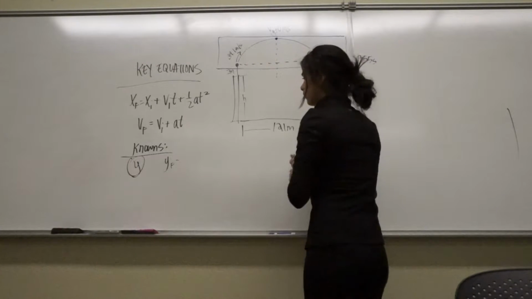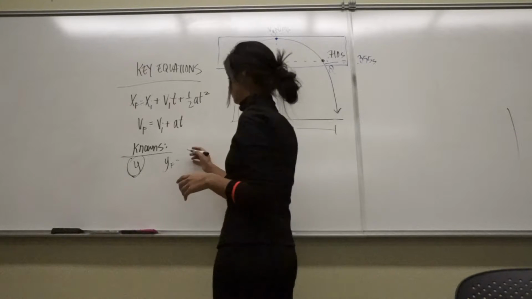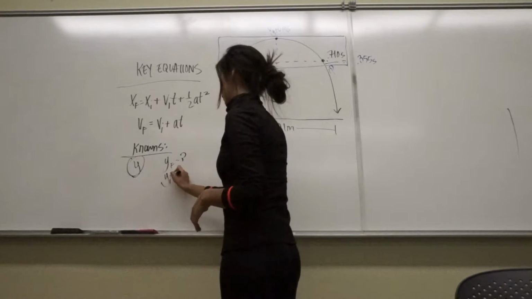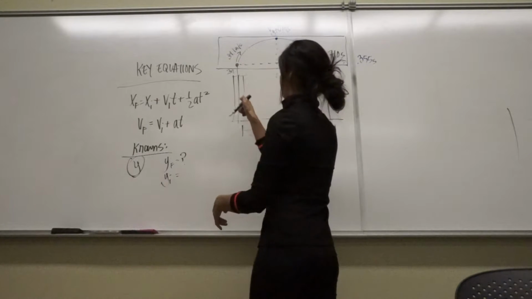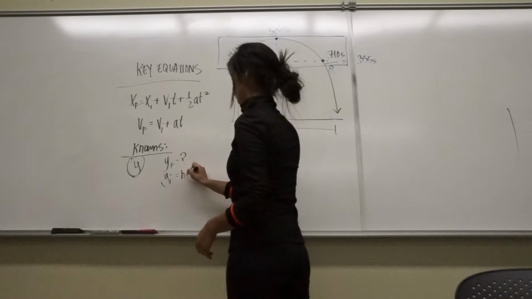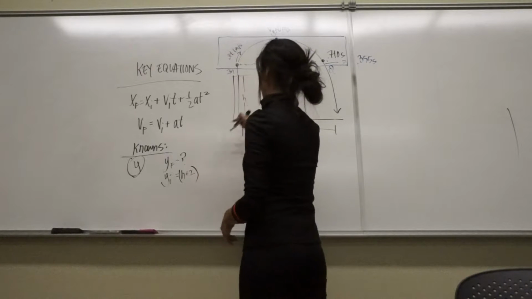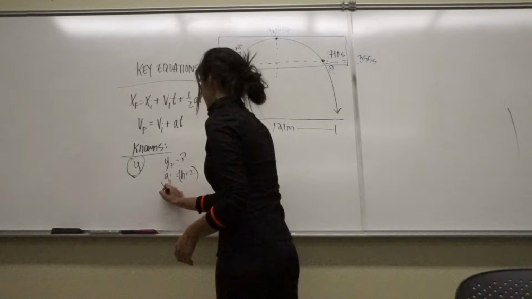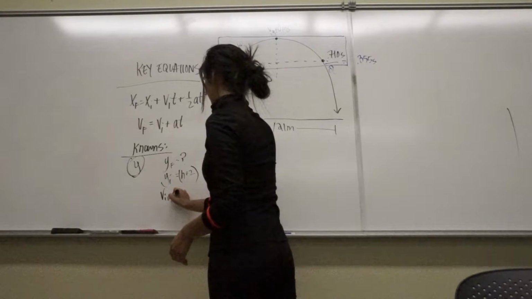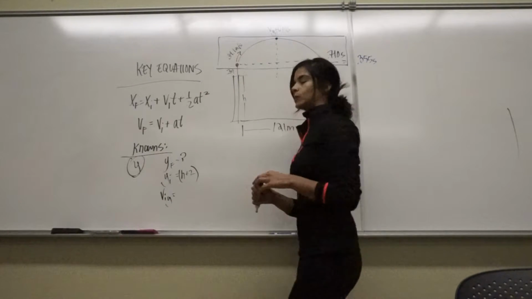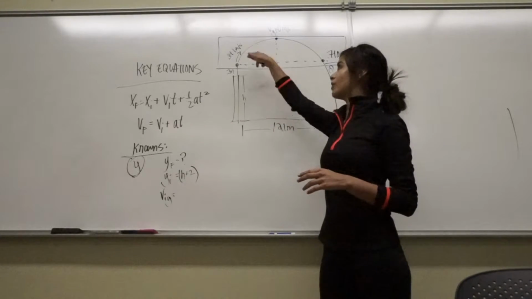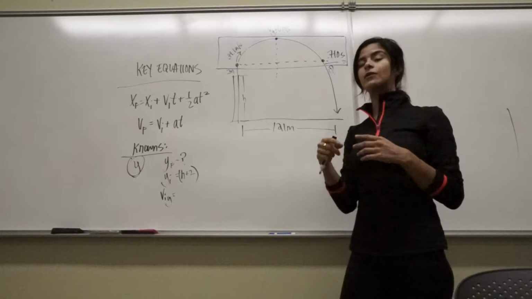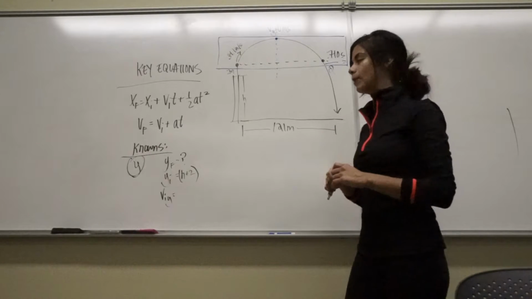So our y final, we don't really know what that is, and we don't really care at this point. Y_i is going to be h plus 2, the cliff height plus 2, because that's where he throws it from. Our v initial in the y direction is also another thing. They give you velocity in terms of x and y combined, so you actually have to break them down into x and y components.